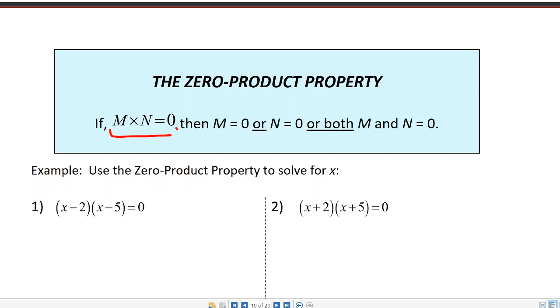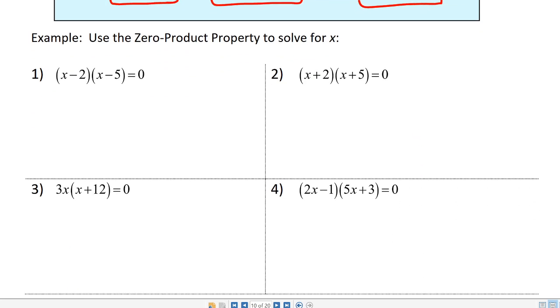the answer is equal to 0, then it means that one of them has to equal 0 or they can both equal 0. Okay, so that's the only way to get 0 by multiplying: either one or both of them have to be equal to 0. And that's going to help us because of the way we factor, we're factoring into two products or sometimes three products. So for example, here you can see we have two products.